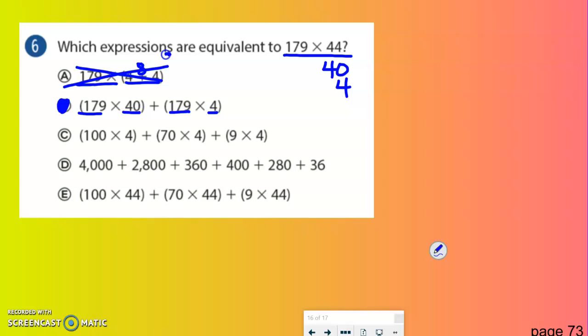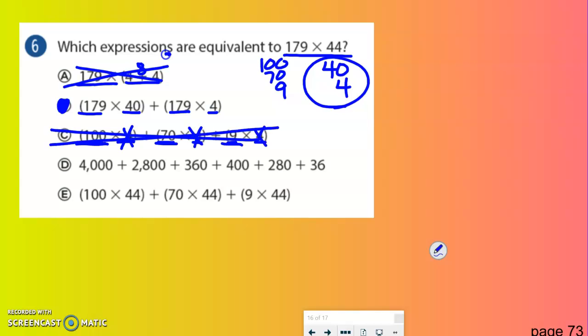So let's look at the next one. We have 100 times 4, 70 times 4, 9 times 4. Well, that's not 44, is it? Because 44 needs a 40 in there, and they just have 4s in there, okay? Now, the 100, the 70, and the 9 is the expanded form of 179. 179 is 100, 70, and 9. So this part of it was correct, but this part was wrong with the 4s. So the whole thing is wrong, okay? We're going to come back to D in just a second, and let's look at E.